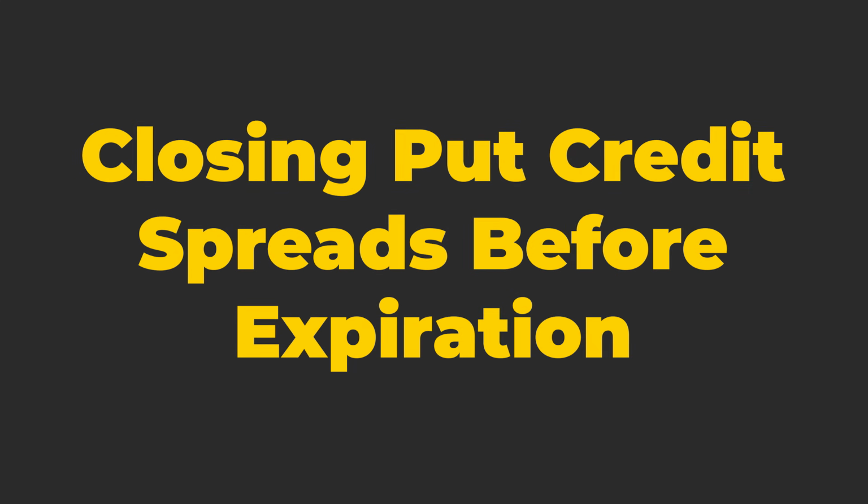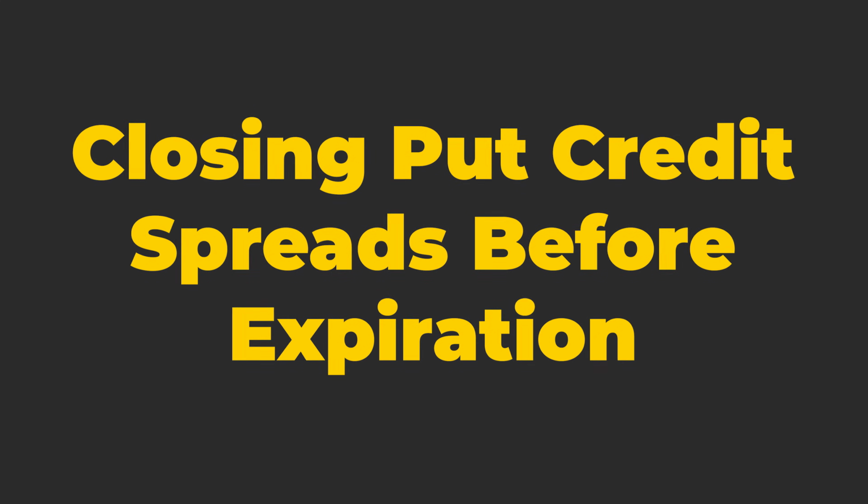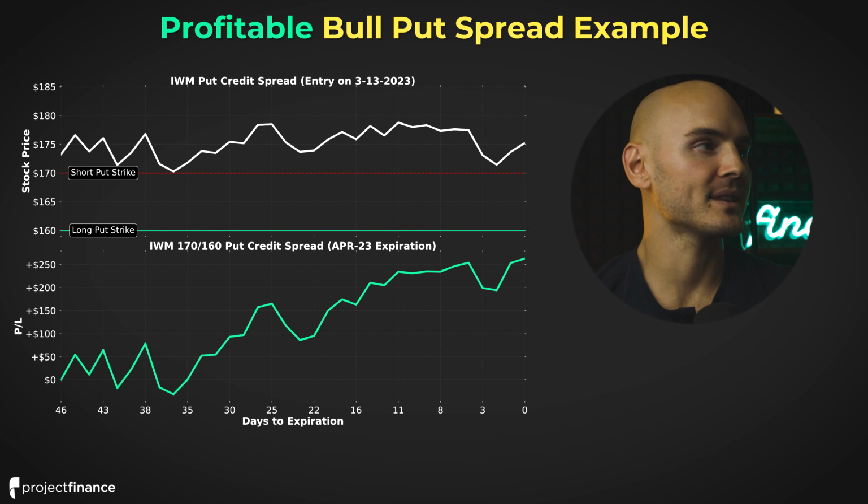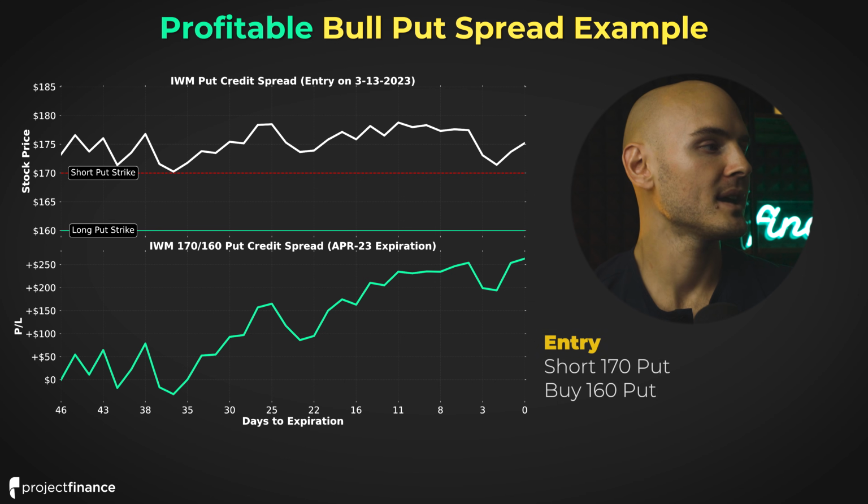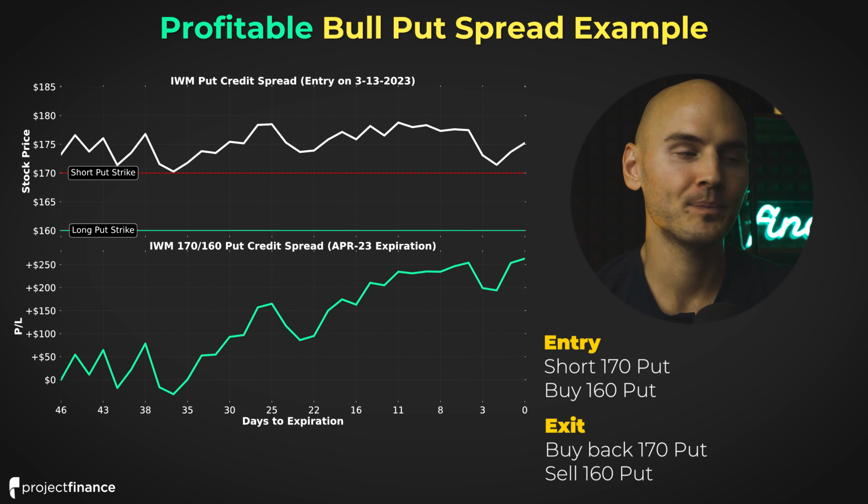When it comes to managing a put credit spread position, as with any option position, you can close the position before expiration by executing the opposite trade that you did when entering the position. For instance, when we look at this IWM put credit spread, where we shorted the 170 put and purchased the 160 put, to close this position, we could buy back the 170 put and sell the 160 put, and that would close our put credit spread position.